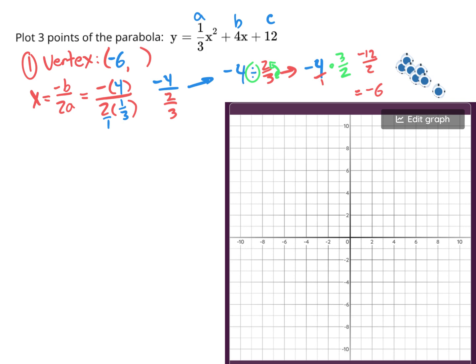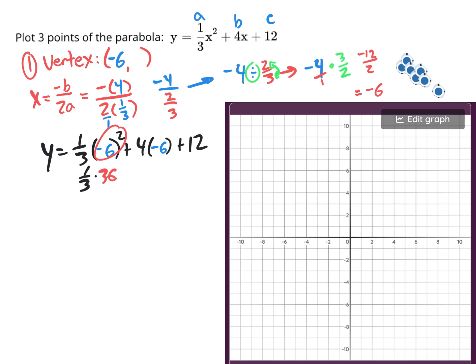How do you find the y value? You plug it into the original. The original equation says y equals 1/3 x squared plus 4x plus 12. And of course, we are plugging in the x value of -6 into those parentheses. And when you do the exponents first, you get a +36. And of course, you're going to be multiplying that by 1/3.